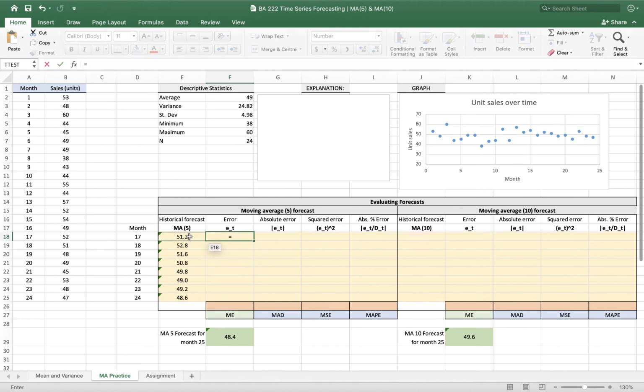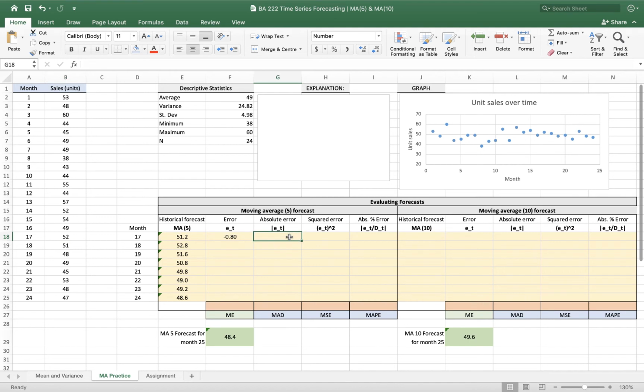Our error is our forecasted value minus our actual value. It tells us both whether we were over or under, in other words, whether we overestimated or underestimated, and by how much. So here our error is negative 0.8. That means that we underestimated by 0.8 of a unit. And you can see that here. We predicted 51.2 units, but we actually sold 52, so we were under by 0.8 of a unit.